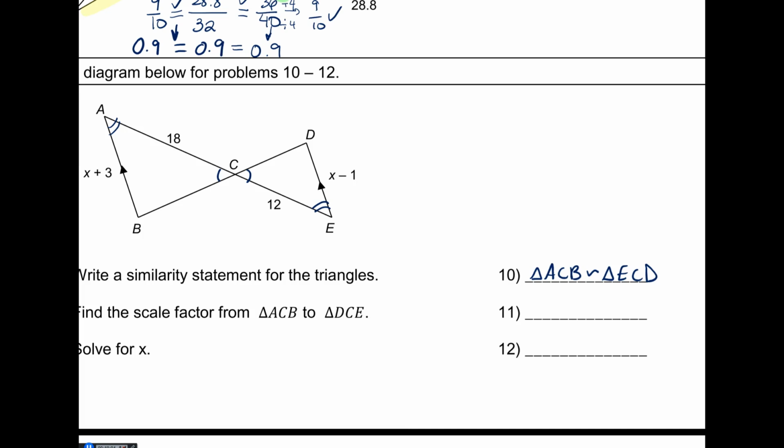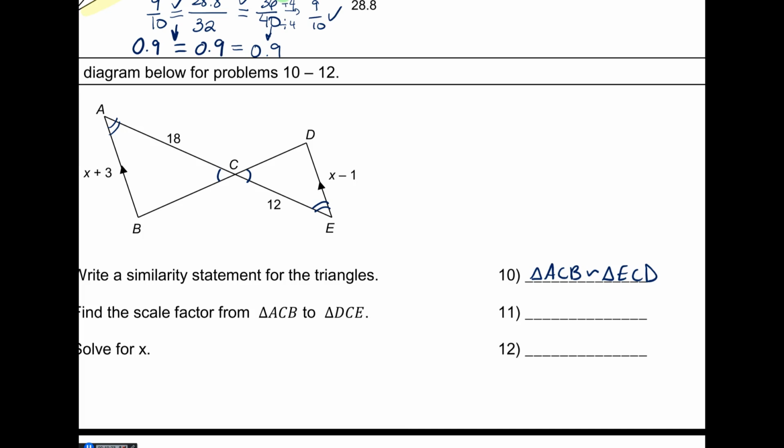Did I do it wrong? No. I was just trying to justify why. It's CDE and CBA. That is wrong. CBA. CDE. So when you name them, the order is important.